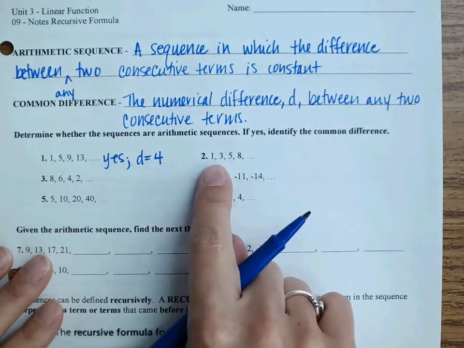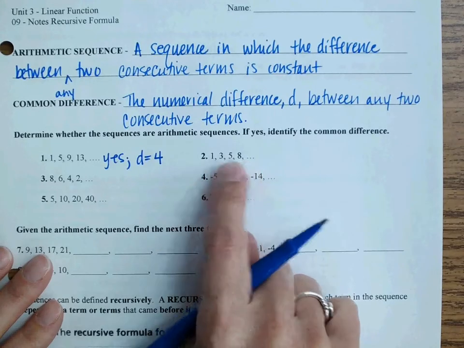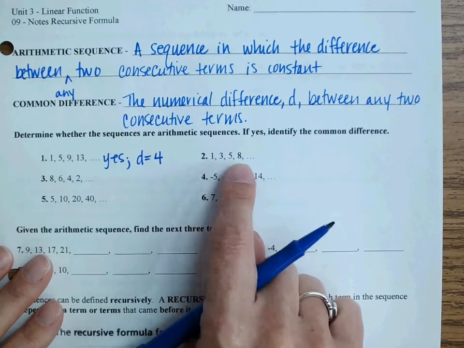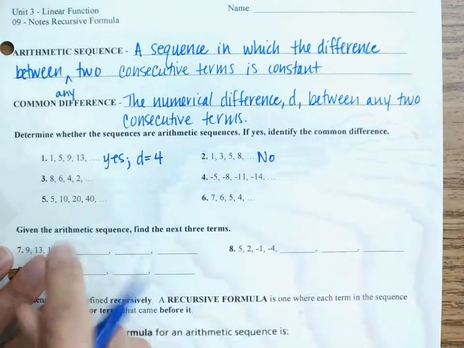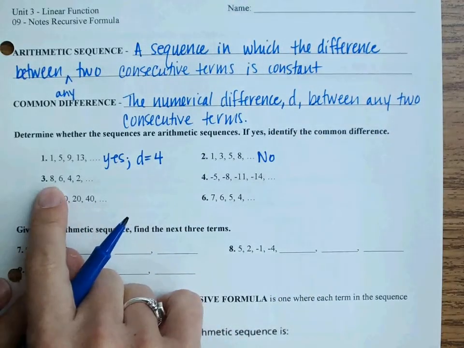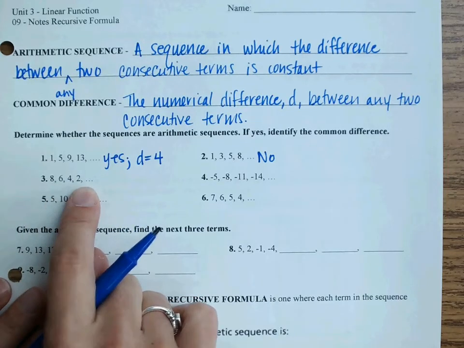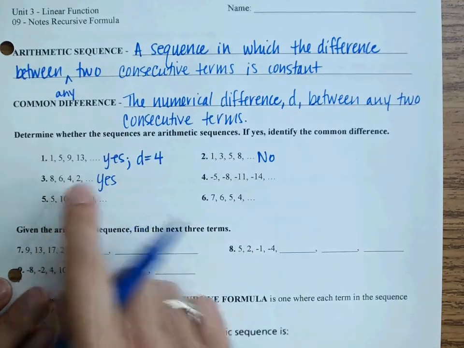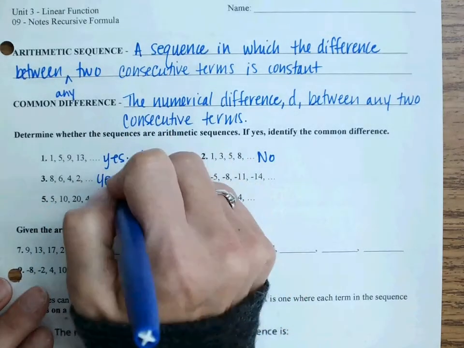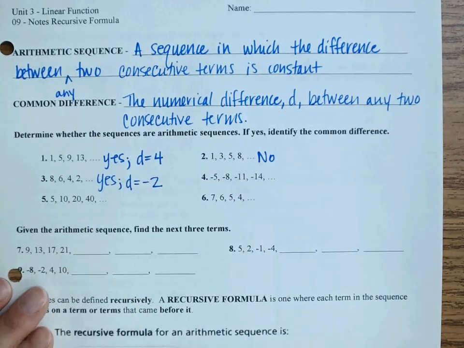Let's go across to number 2. We have 1, 3, 5, 8. So it goes plus 2, plus 2, and then plus 3. That is not a constant change, so no. Let's go to number 3: 8, 6, 4, 2. This one is yes. We get a constant change, a decrease of 2, so my common difference is minus 2.